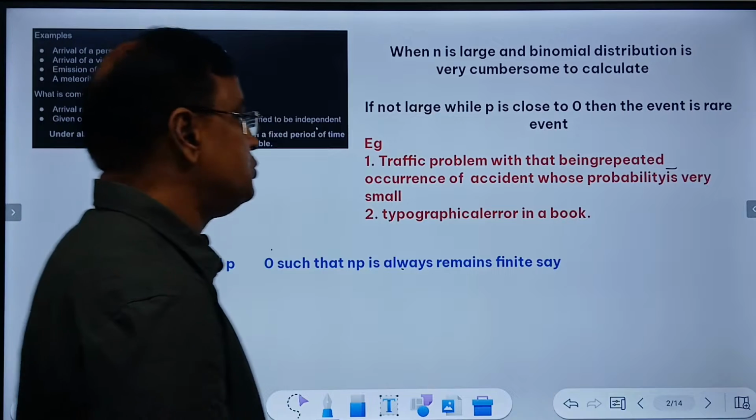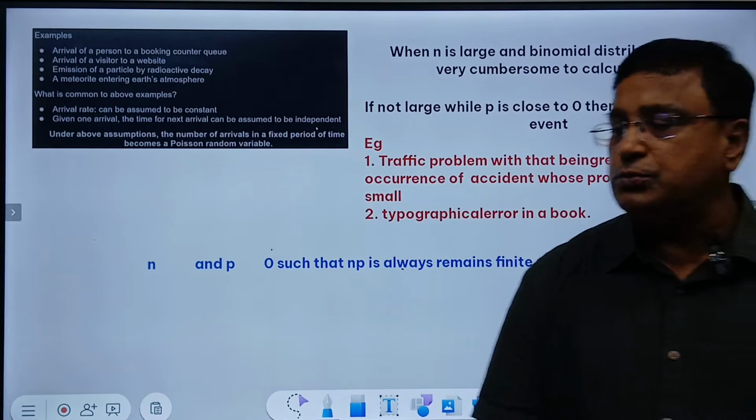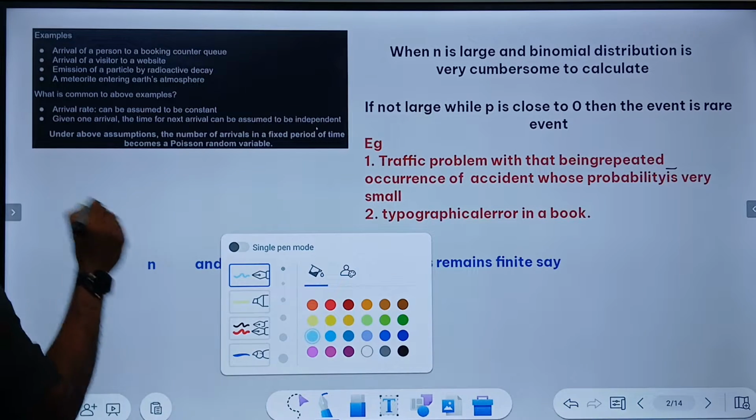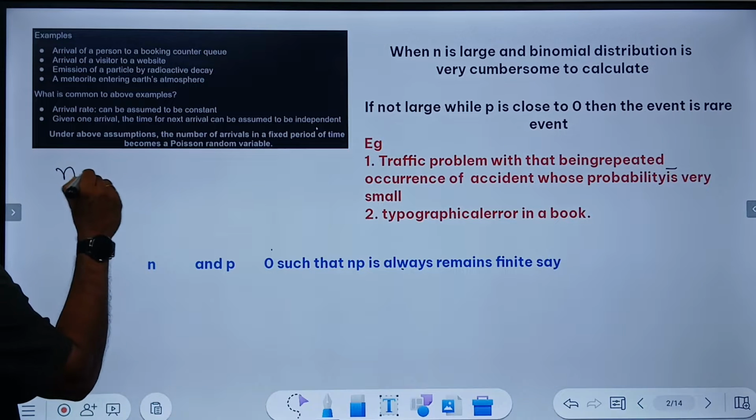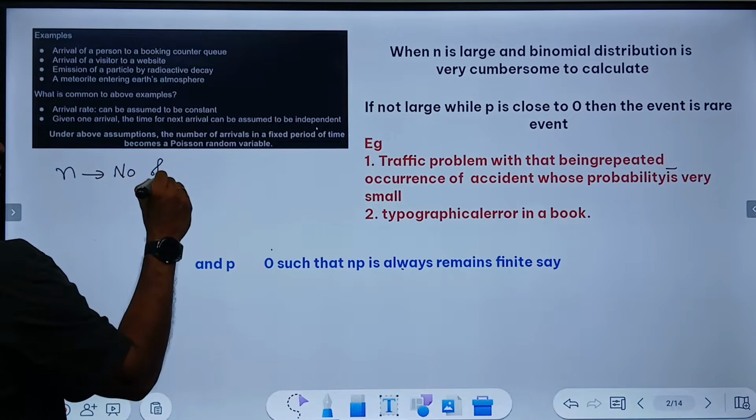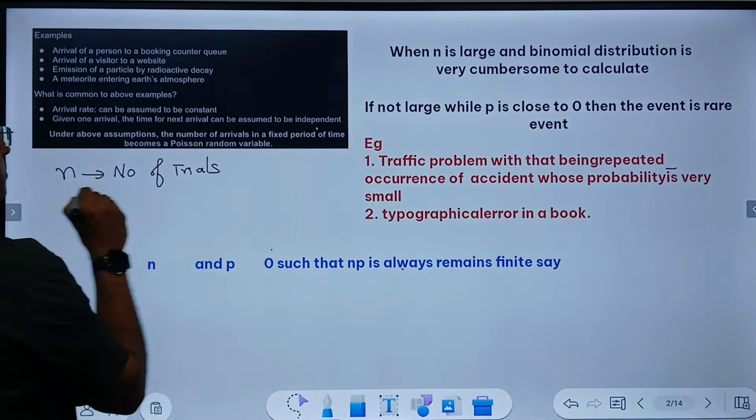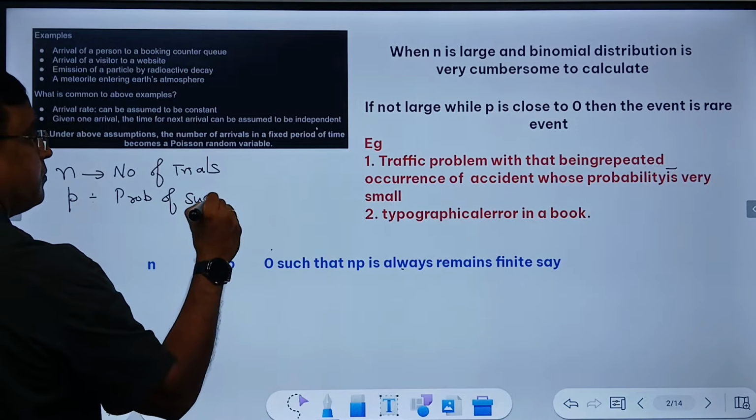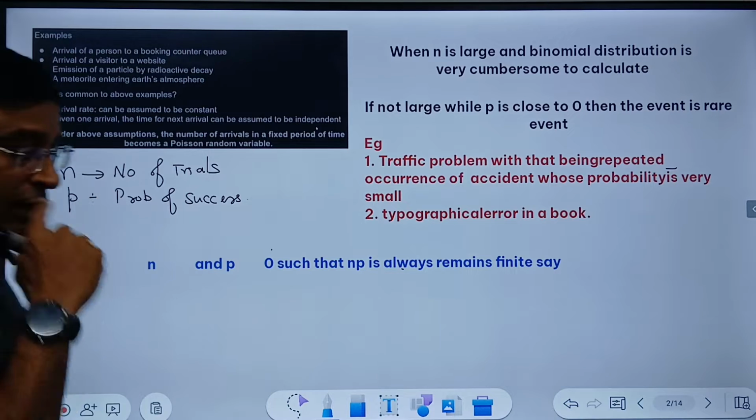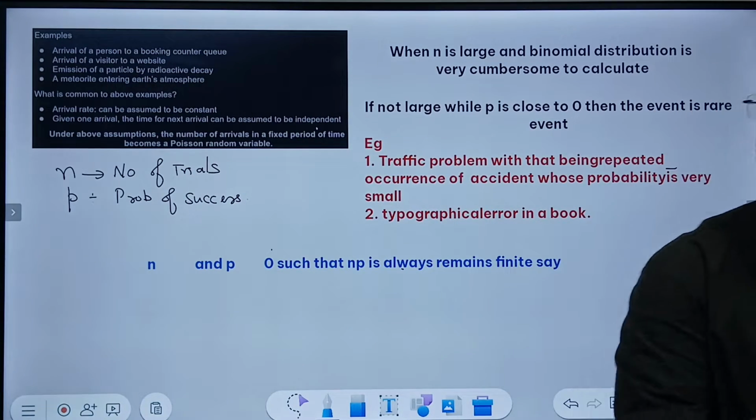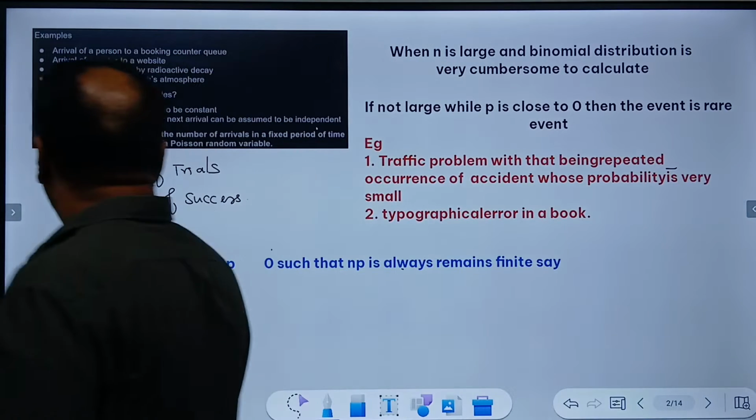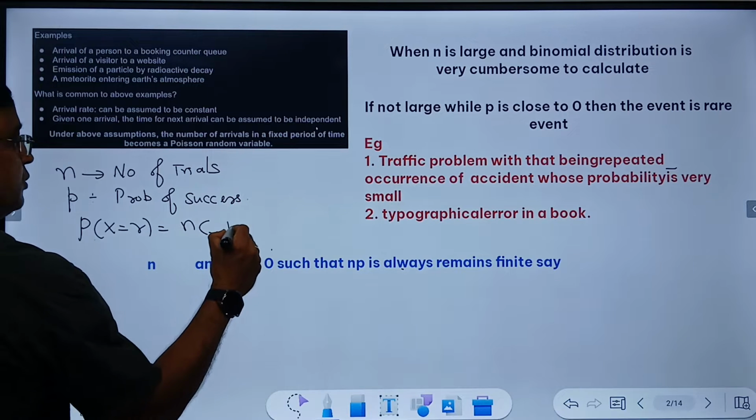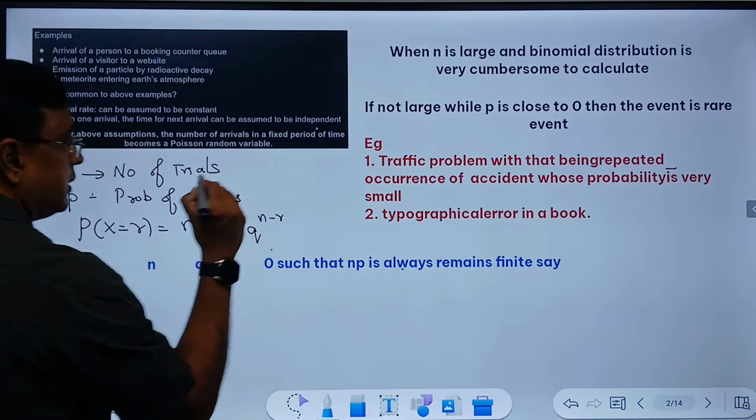Now what is this Poisson distribution? You know binomial distribution, n is the number of trials, right? If you remember binomial distribution, n corresponds to the number of trials, and p is nothing but the probability of success. The formula for binomial for X equal to r successes is nCr p to the power of r, q to the power of n minus r.